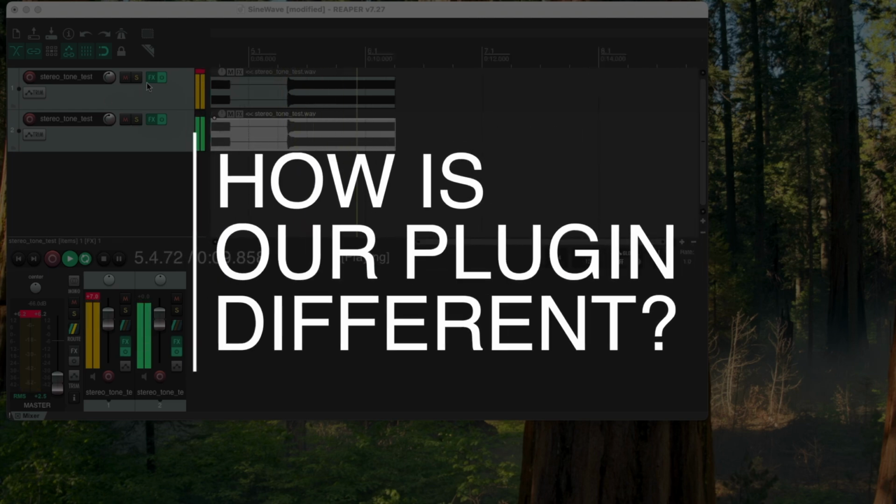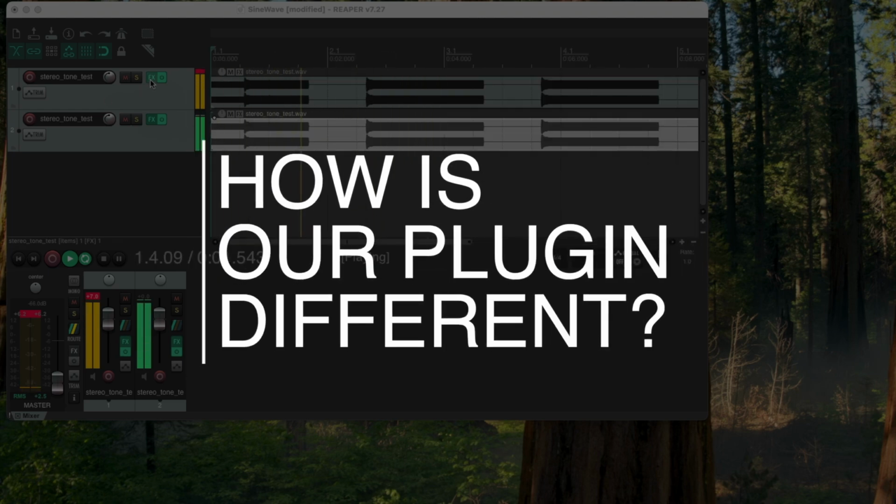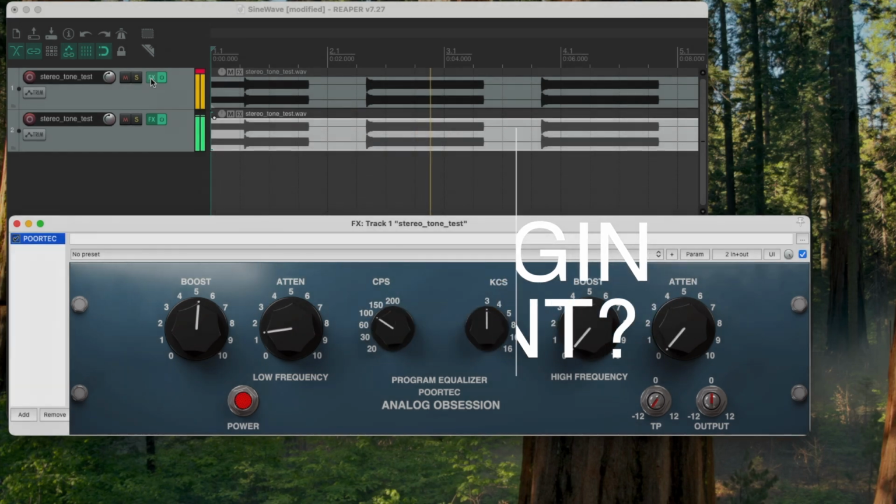Today I'm going to answer the question that we get asked most often, which is, how is your software plugin different than everybody else's? And in order to answer that question, I'm going to do a demonstration.